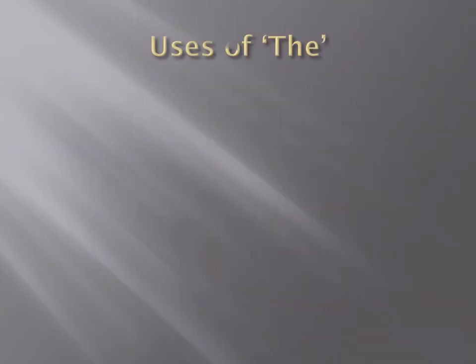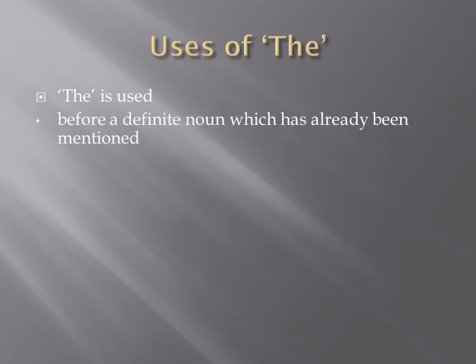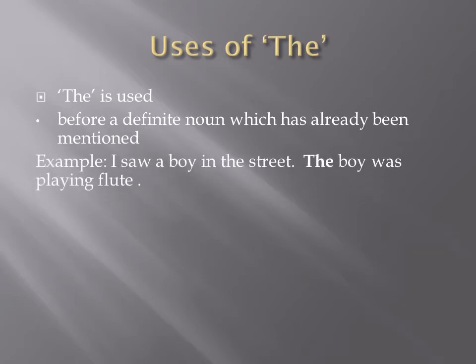Here are the other uses of the. The is used before a definite noun which has already been mentioned. Sometimes we mention a noun in the first sentence, and in the second sentence that noun becomes a definite noun. For example, I saw a boy in the street. The boy was playing flute. The person has seen a boy in the street, but the specific boy was playing flute, and the noun has become definite. That's why we will use the over here.